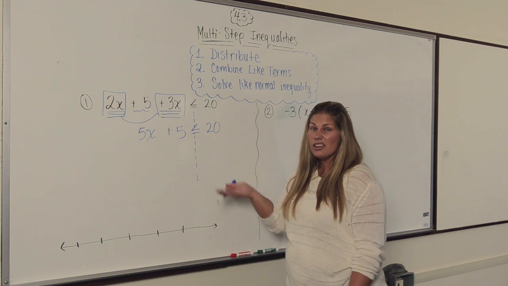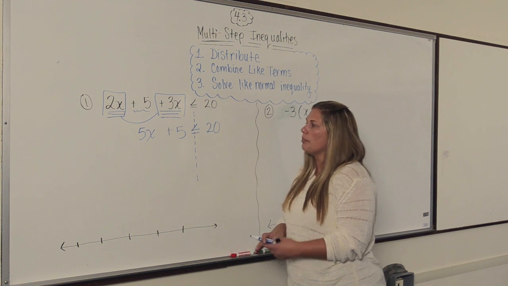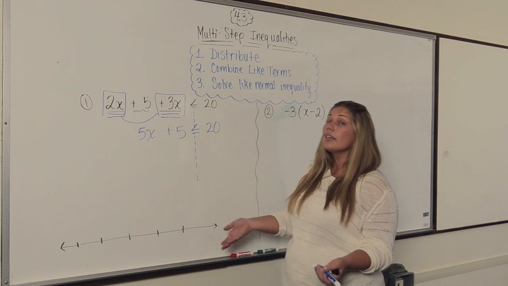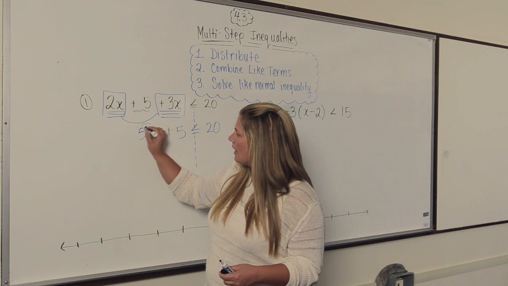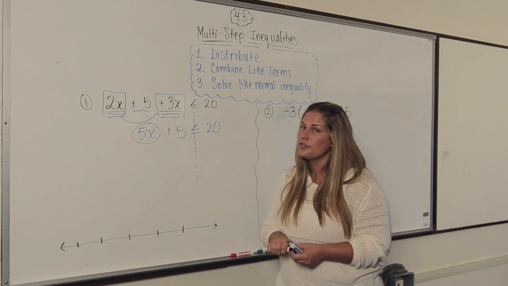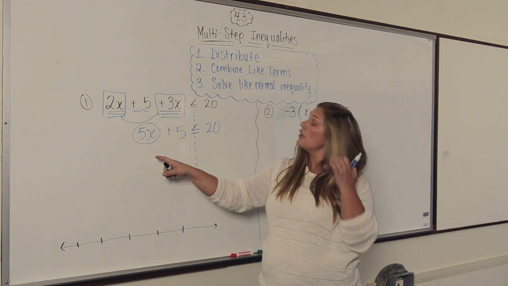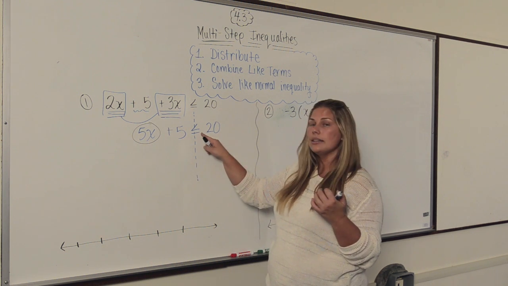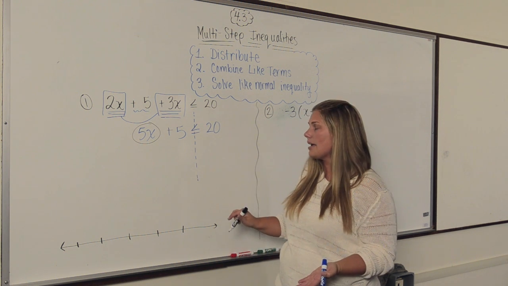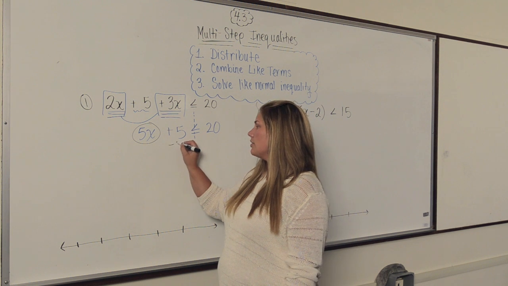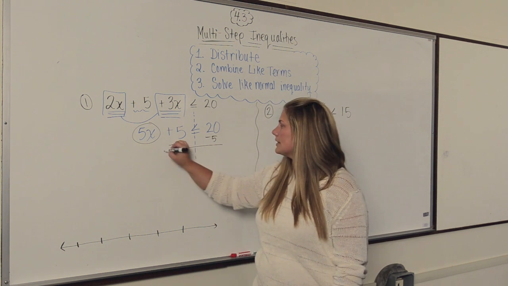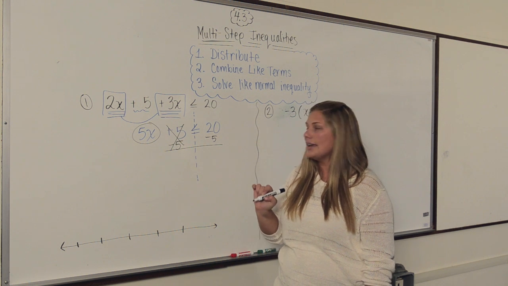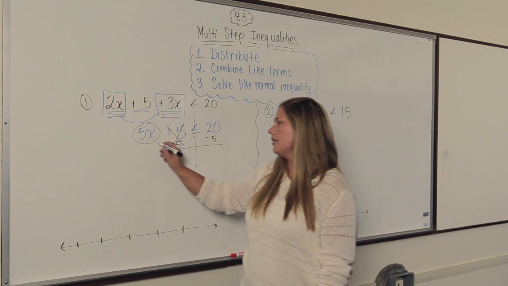This should look familiar because now it's just a two-step inequality. Exactly what we just did in the last unit. So I have that 5 and the x who are best friends. And since the best friend is positive, my inequality sign is just going to stay the same. So I'm just going to continue to solve. To get rid of a plus 5, I have to minus 5. And what you do to one side, you have to do to the other.